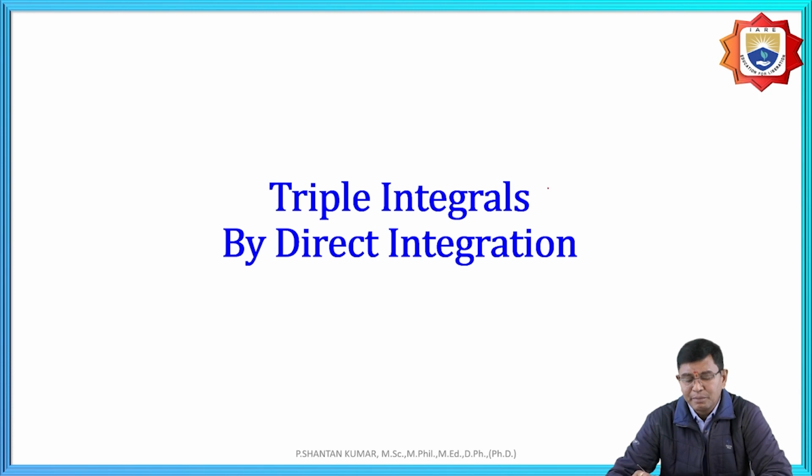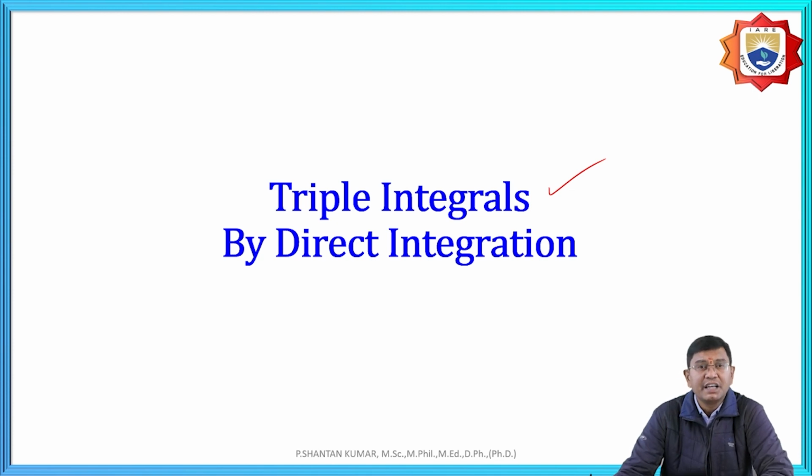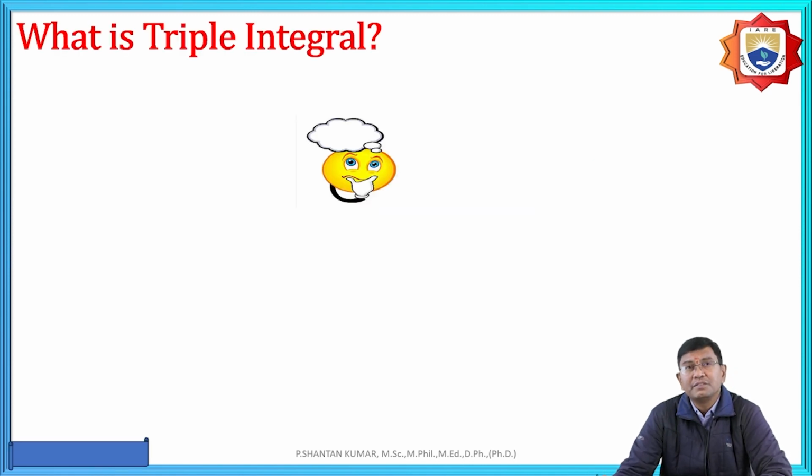Next is the triple integration. Under triple integration, as per the syllabus, we are going to discuss only direct integration. That means whenever the limits are given as constants, how to find the solution, and when the limits are given as variables, how to find the solution. We are going to discuss only this, as per the syllabus.